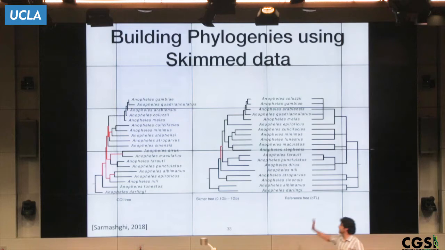But even this simple version of it, if you apply it to a bunch of Anopheles genomes, you skim them at very low coverage, you get a tree that matches pretty well with the reference tree from Open Tree of Life. But if you just look at the marker barcode genes, that will not match a lot. All those red branches are branches that don't match.